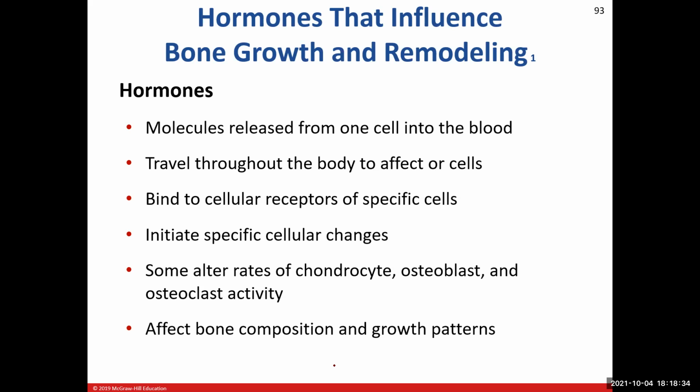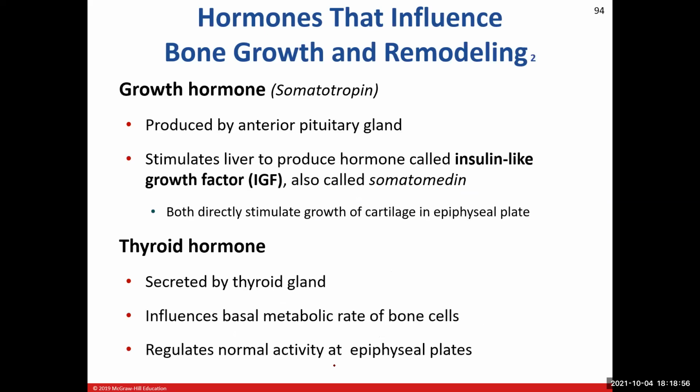In this case, since we're talking about bones, we're going to see how these hormones affect the rates of chondrocytes, right? That's the cell that monitors the cartilage matrix and helps to create cartilage matrix, osteoblasts, and osteoclasts. Depending on what hormones are being released, that determines what those cells do and how that affects the bone integrity in the matrix there.